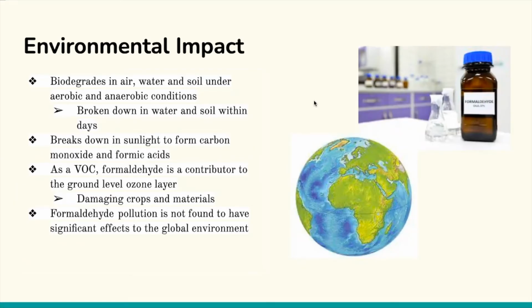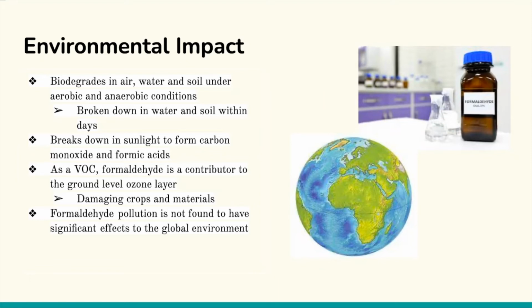After discussing the daily applications of formaldehyde, there is also an environmental impact. The environmental impact of formaldehyde is that it biodegrades in air, water, and soil into very microscopic pieces under aerobic and anaerobic conditions. It also breaks down in sunlight to form carbon monoxide and formic acid.